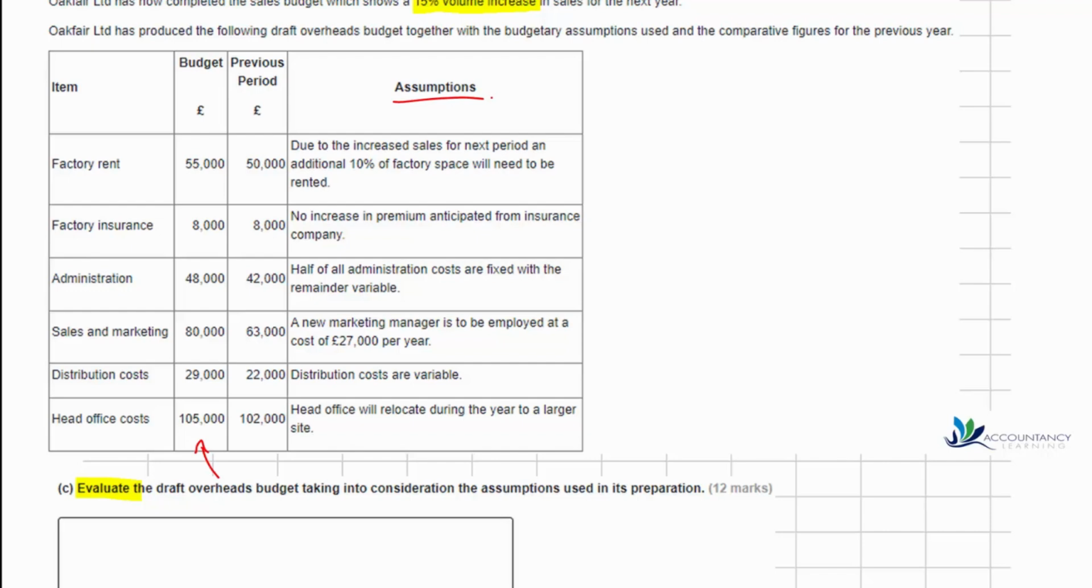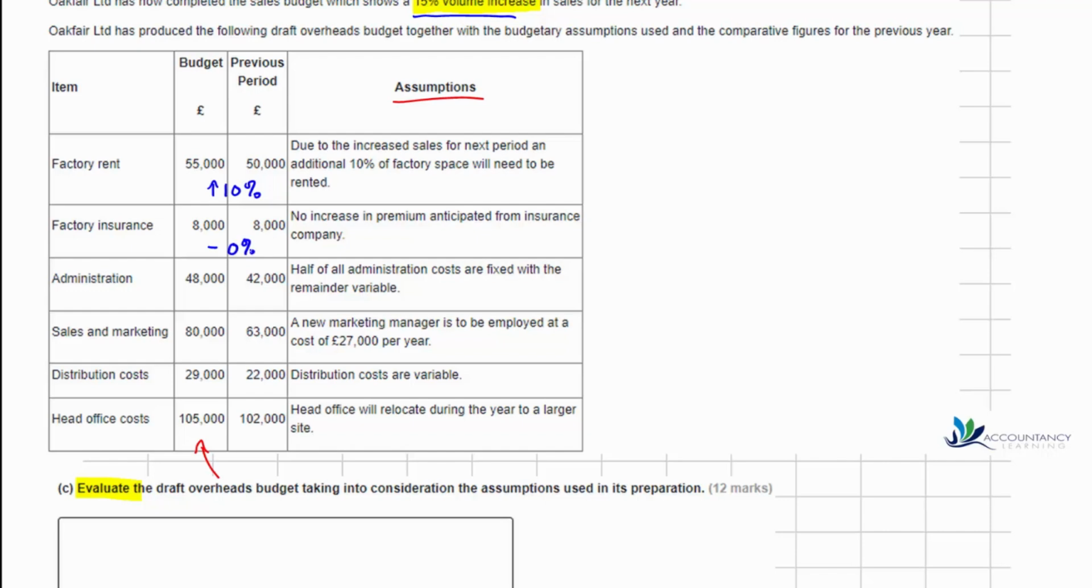So one of the things we can do to try and earn some marks is just look at the percentage change between the 2 years. So we can see that for the factory rent, it's gone up by 5,000, which is 10% of the previous year. So that might seem a bit odd compared with our benchmark that we expect an increase in volume of 15%. So let's just go through the other ones as well. So we can see that there's a 0% increase in the factory insurance.